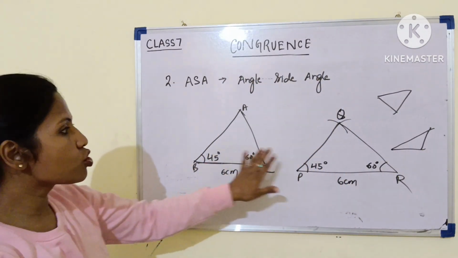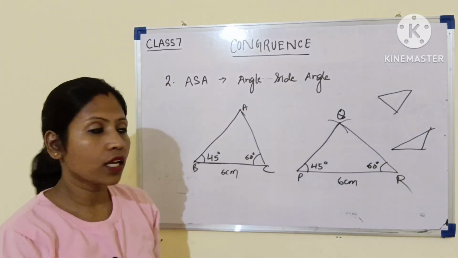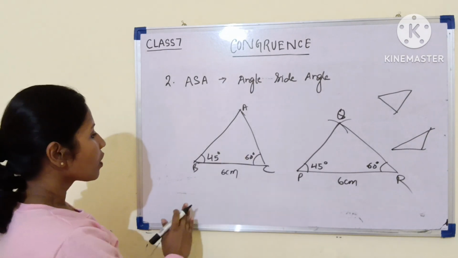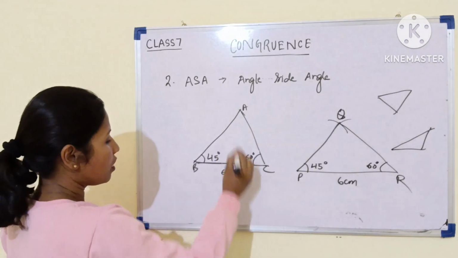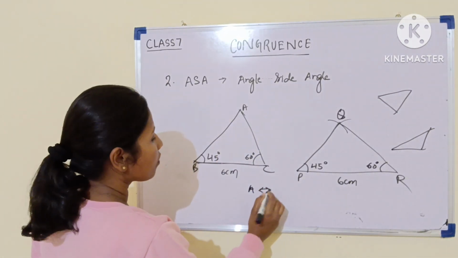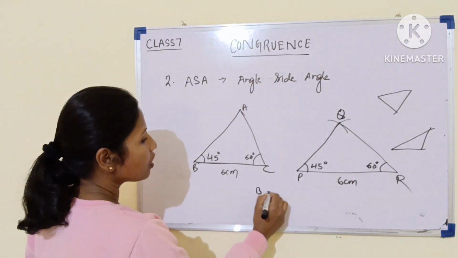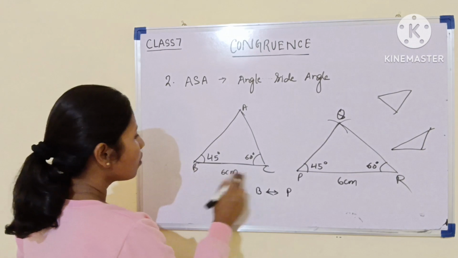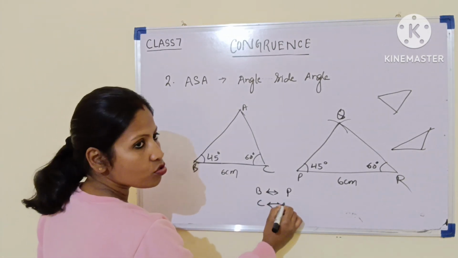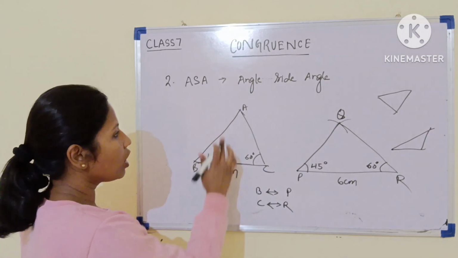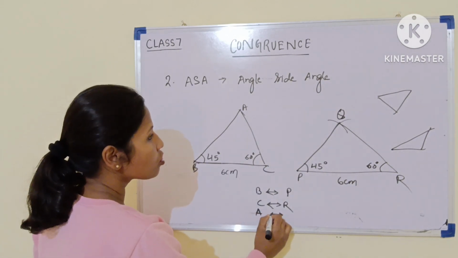So now these two triangles will be congruent. These two triangles will be completely similar. Now you write the corresponding sides. Like, A corresponds to what? Let's read about this. We know about B, so B corresponds to P. We know about C, so C corresponds to R. We don't know about A, but we have only one option, so A corresponds to Q.